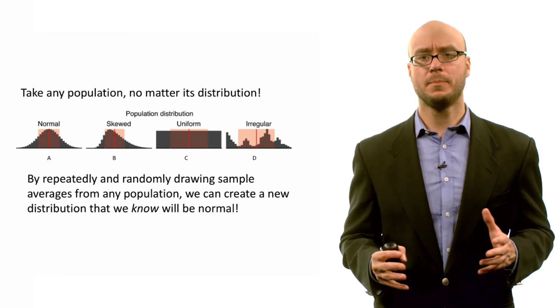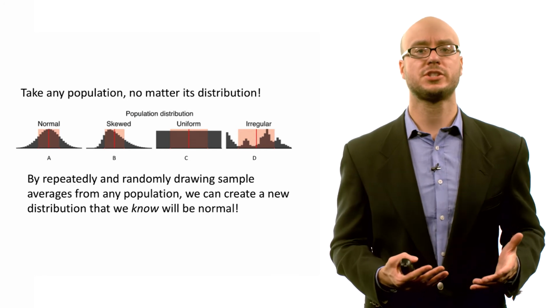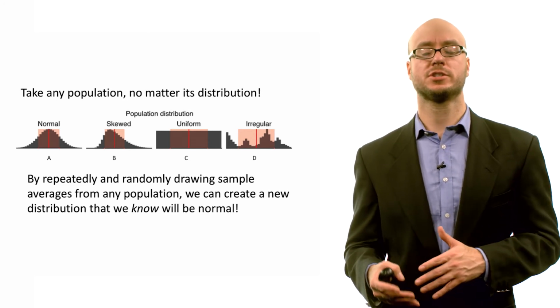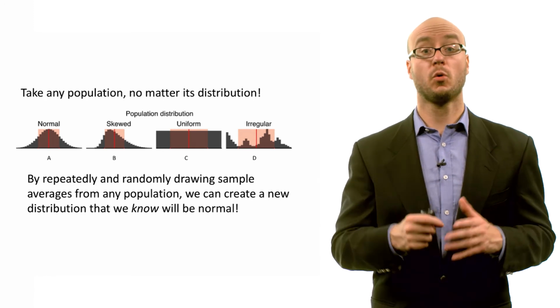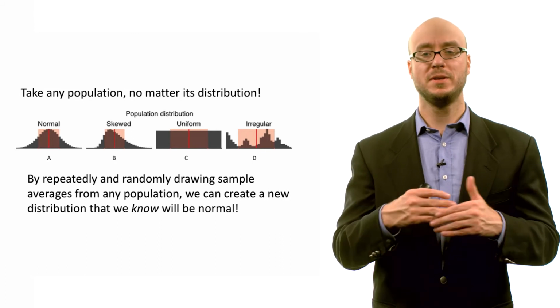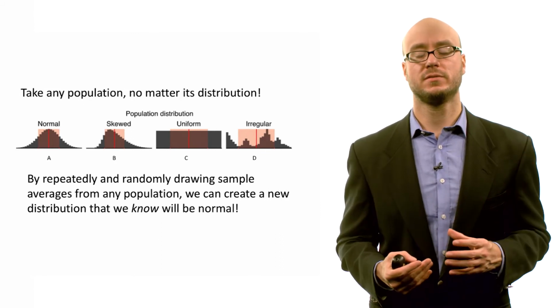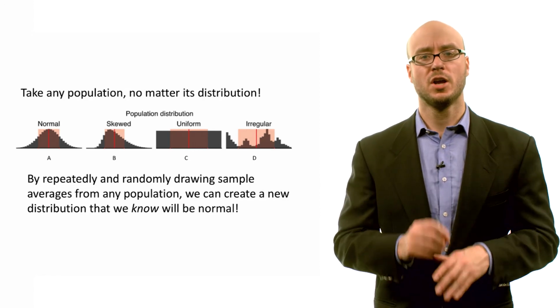We can take any population no matter its distribution. So here we have 4 completely different populations. In the population, educational attainment might be normal. It might be roughly symmetric, or might be kind of skewed. There might be some outliers, or it might be uniform. Maybe everybody has the same educational level, or maybe it's really irregular. It's a very odd sort of distribution.